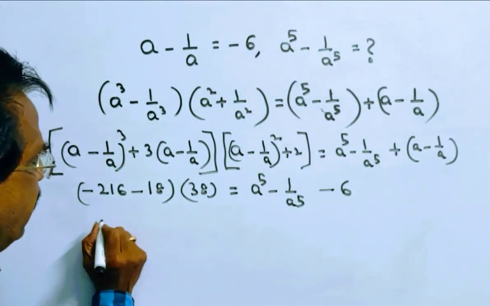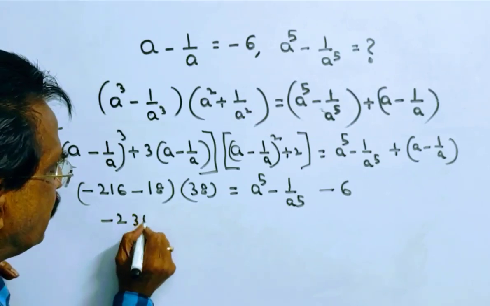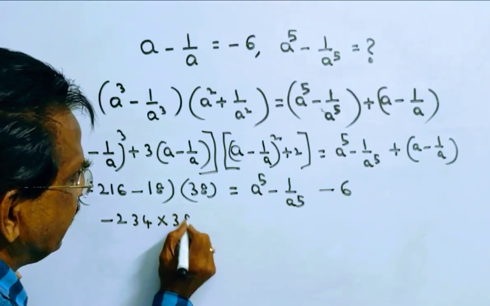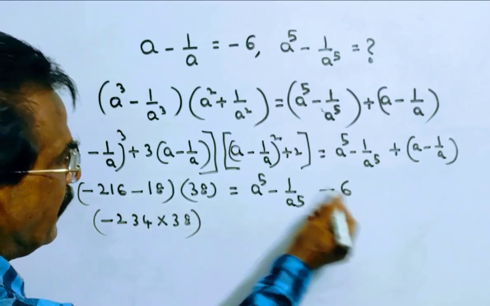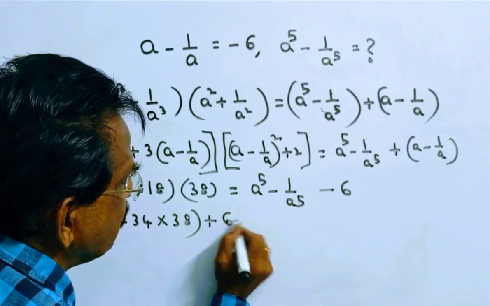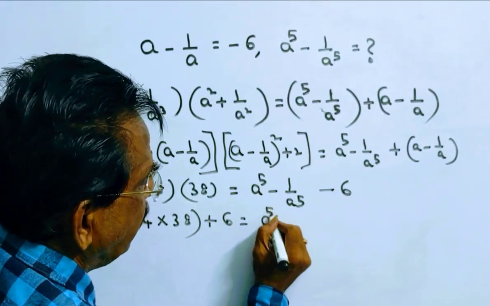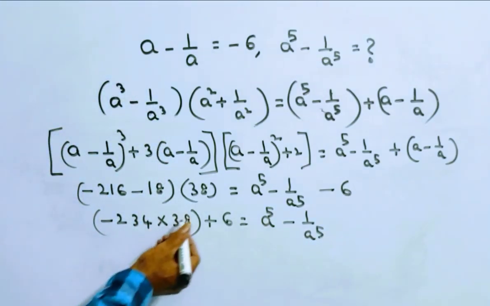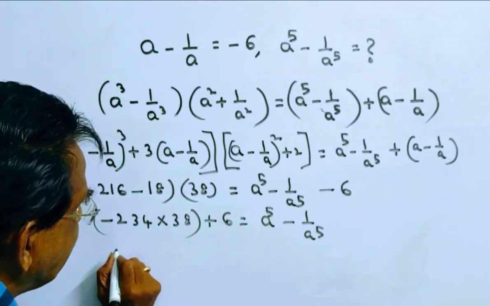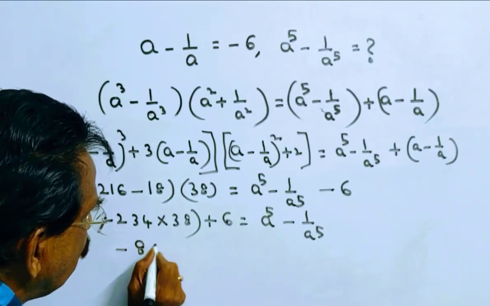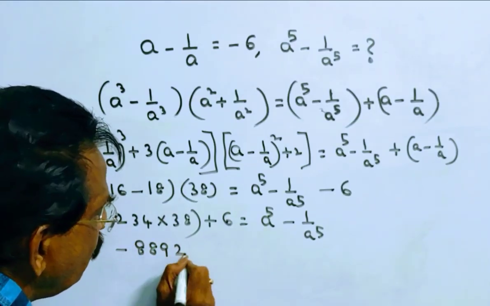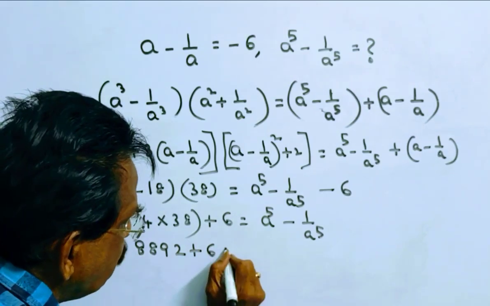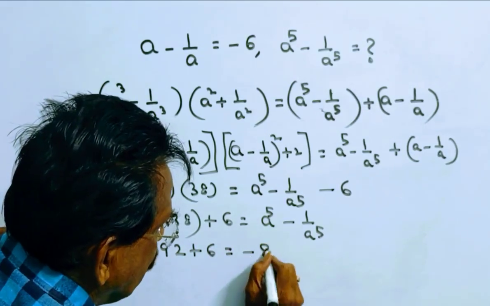Friends, this is minus 234 into 38 plus 6. This is equal to a power 5 minus 1 by a power 5. Friends, 234 into 38, on multiplication we get minus 8892 plus 6, that comes to minus 8886.